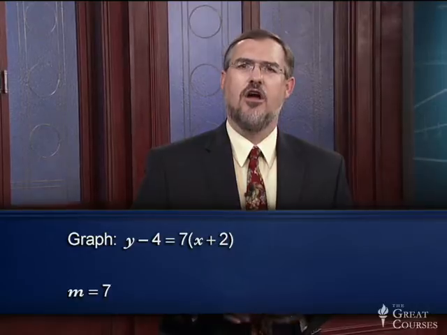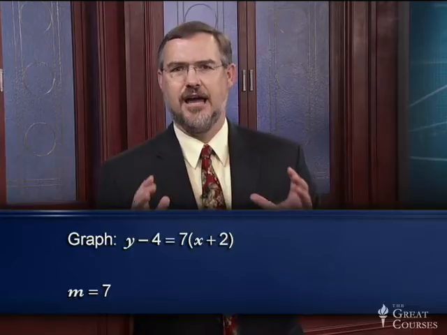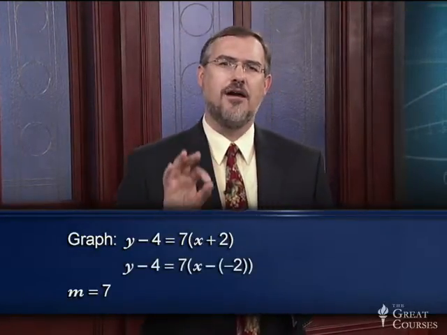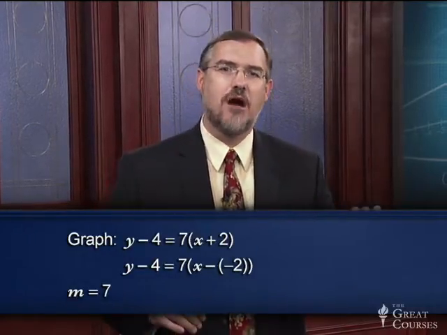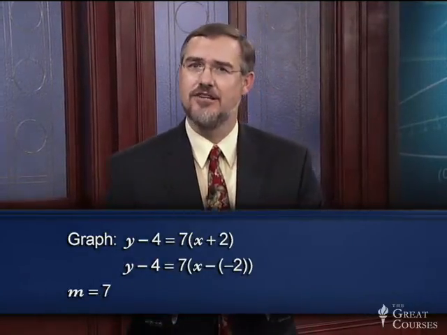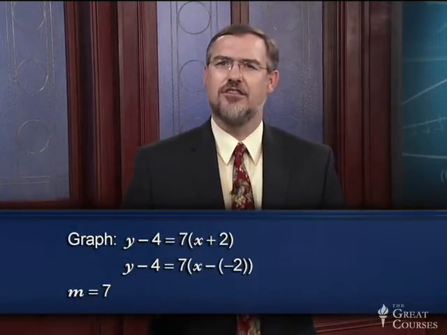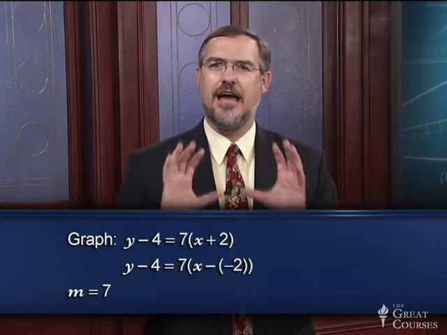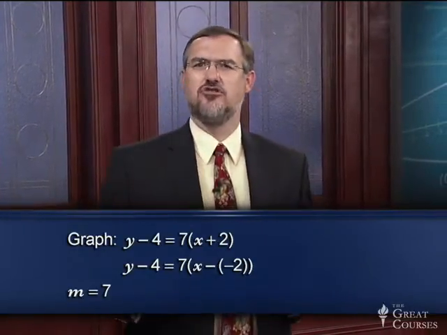We started with y minus 4 equals 7 times the quantity x plus 2. I can rewrite that just slightly in the following way. Y minus 4 equals 7 times the quantity x minus negative 2. Notice the minus with the negative 2 would really be written as a plus 2 when we were normally writing this equation down. But I'm going to rewrite it this way with an x minus a negative 2 so that I really have the point slope form of the equation of a line as it's usually written.